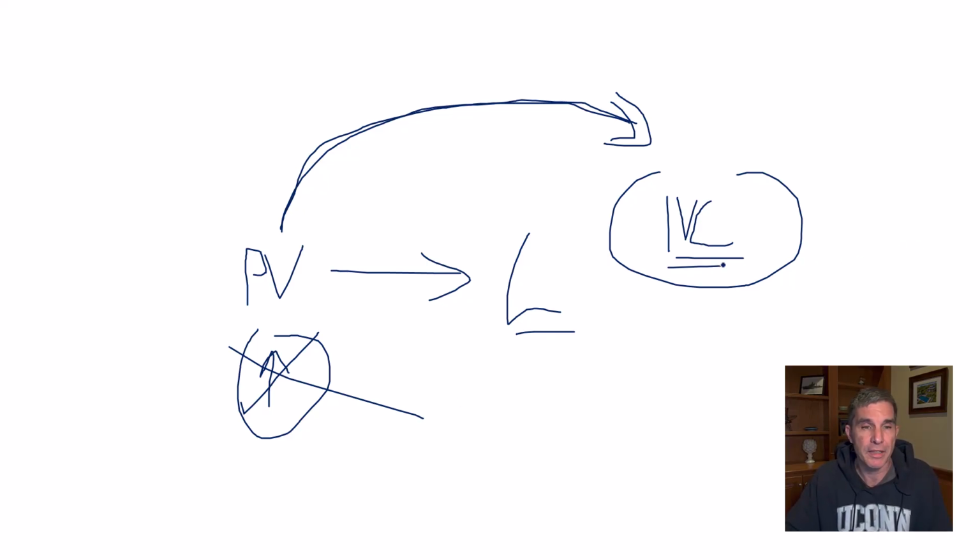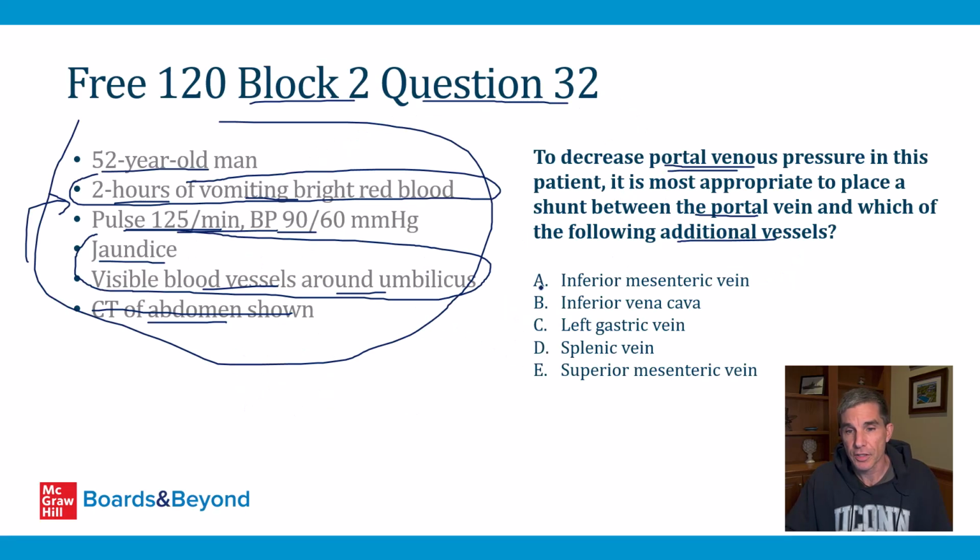And what's interesting about this question is all the wrong answers are blood vessels that are part of the portal venous system. It wouldn't make any sense to connect one of those vessels to the portal vein because those vessels already have the blood from the portal vein in them. They're part of the portal system. So let's go back to the question. The answer is the inferior vena cava.